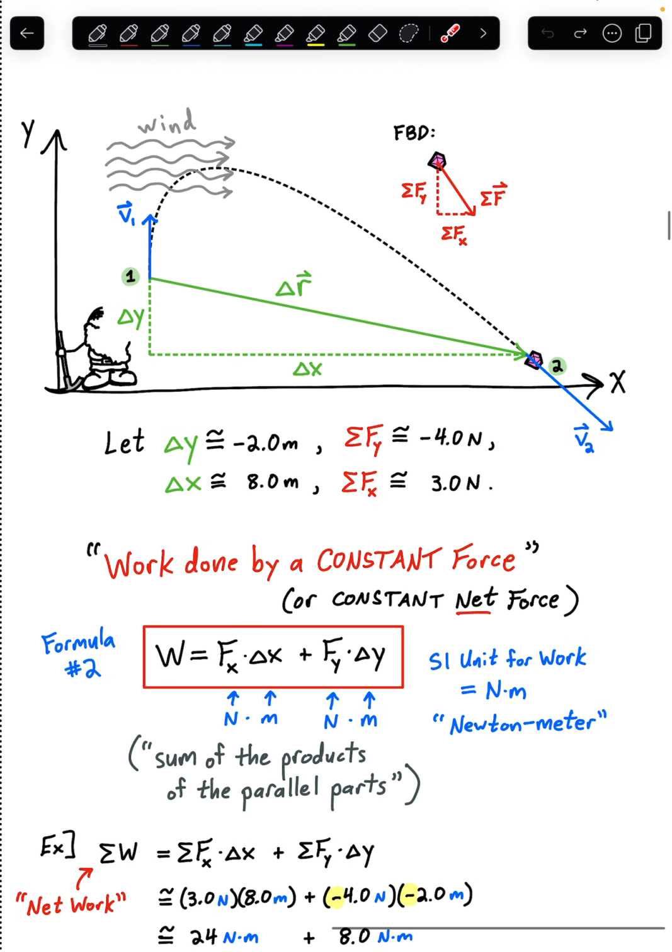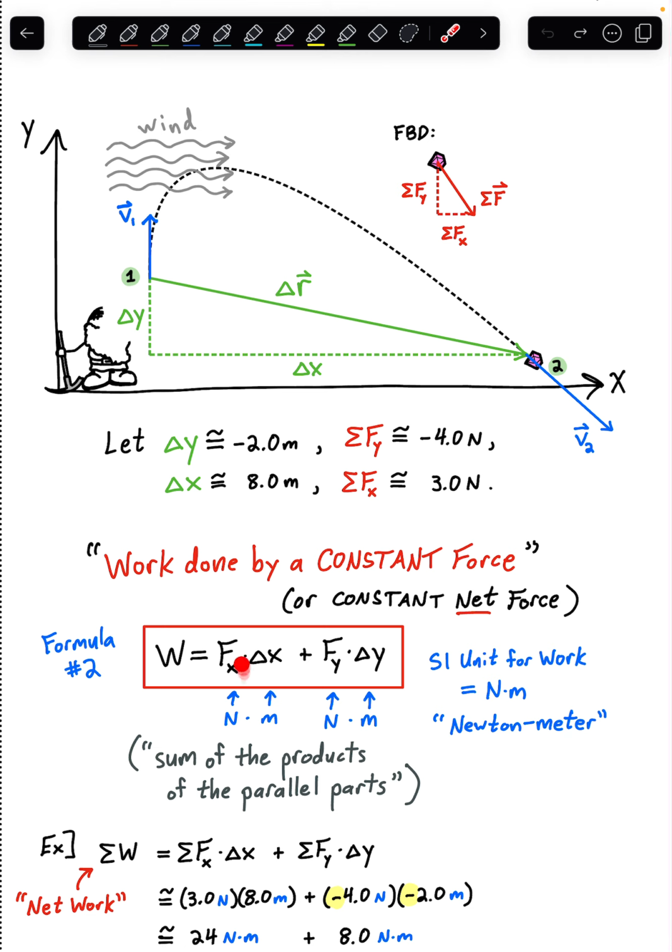Here's our formula. The work done by a constant net force, or a constant force, it works either way, can be found by taking the sum of the products of the parallel parts.